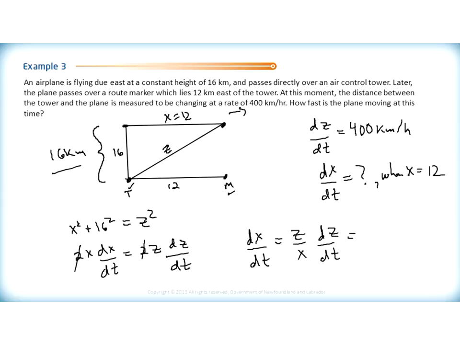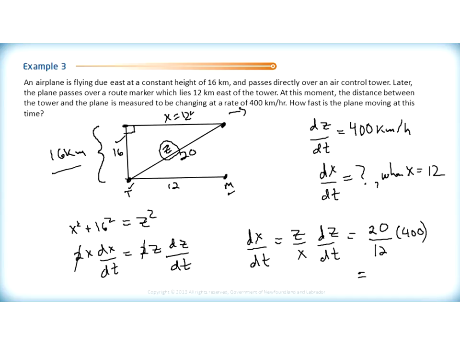So we've got to know what z is at that same time, but we can see the right angle triangle relationship again. So I'll use the Pythagorean theorem, or recognize this as a 3, 4, 5 triangle, so this side has a length of 20. So this will be 20 over x, which has a length of 12, times dz over dt, which we already knew was 400. So what we should have is 20 over 12 times 400. That's the same as 5 over 3 times 400. What's that going to give us?